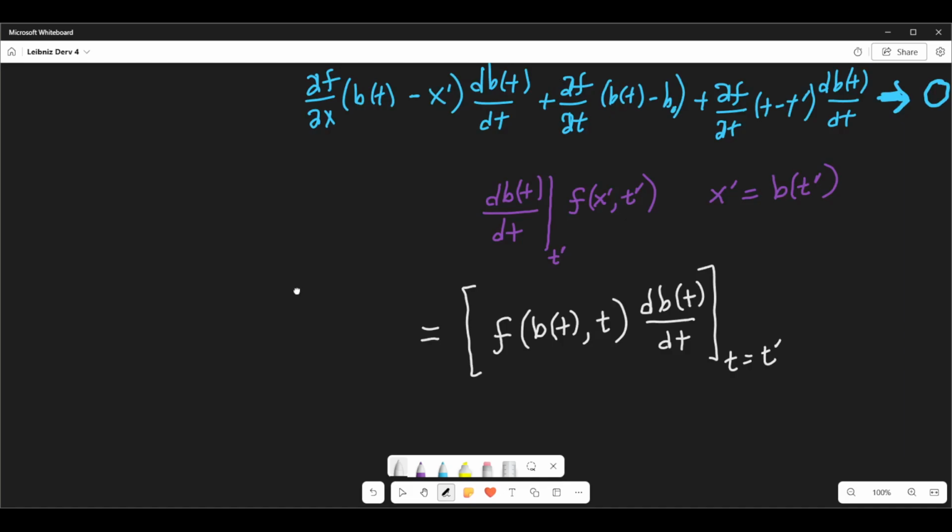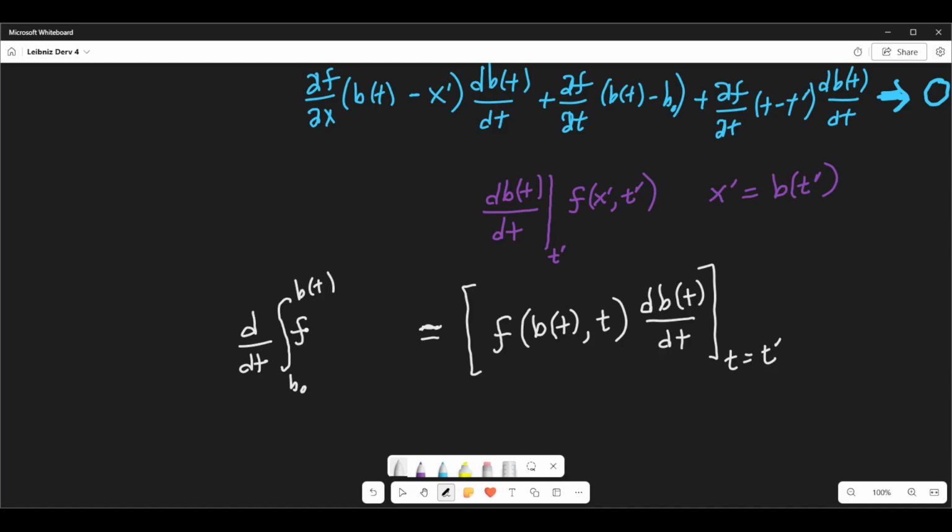So that actually equals the integral that's being differentiated. So this guy equals d by dt of the integral from b naught to b of t. Essentially it equals this because in the very small space that the derivative operates on, this limit converges to what it's supposed to be. So d by dt, this is f of x comma t dx.